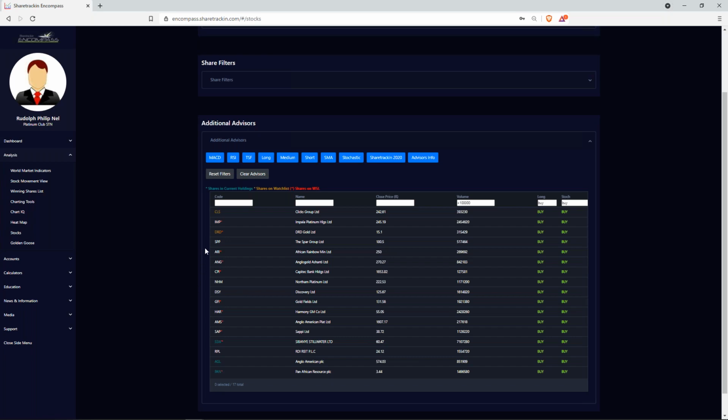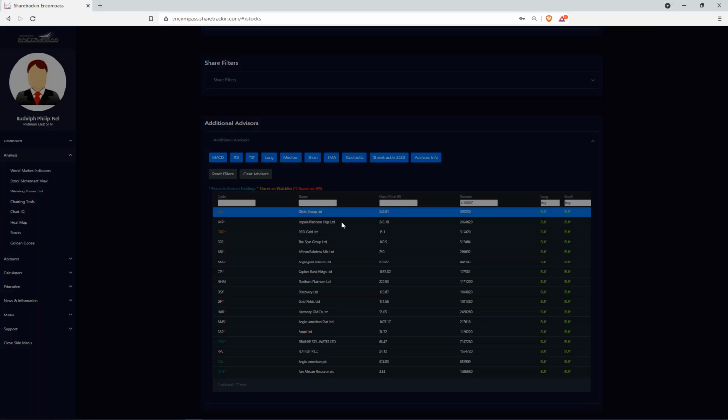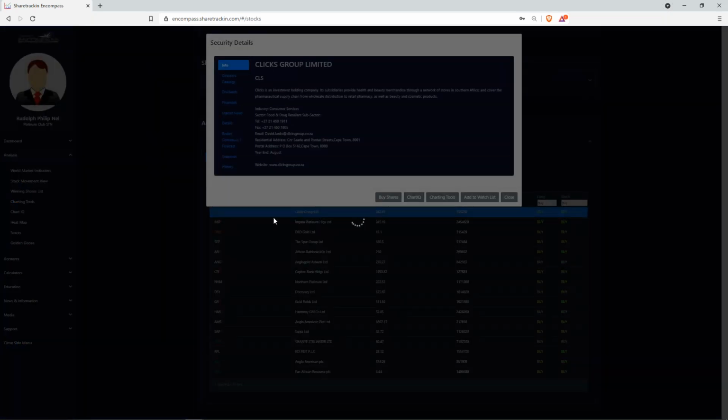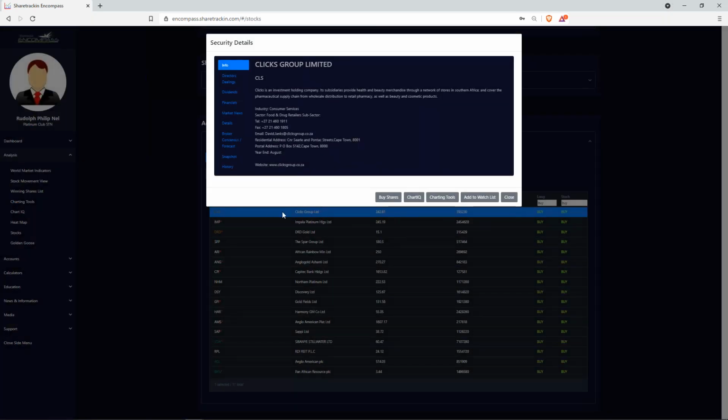All right. So we're gonna go and analyze Clicks Group. Clicks I've looked at earlier. Clicks looks like it might turn around. So we're gonna go and look at the chart for Clicks. We're gonna click on the share itself. Any place where the share is listed, you can just click anywhere. It doesn't matter if you click on the name or on the buy indication. It will give you the security details for that company.